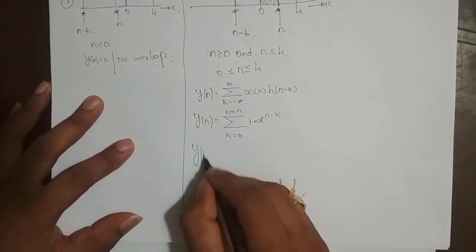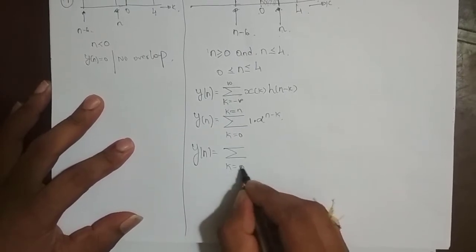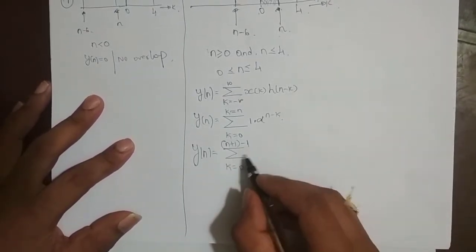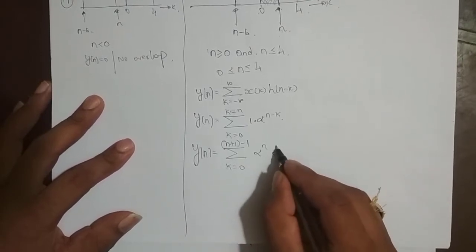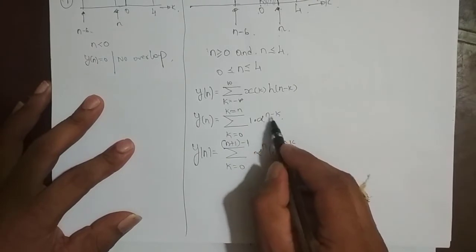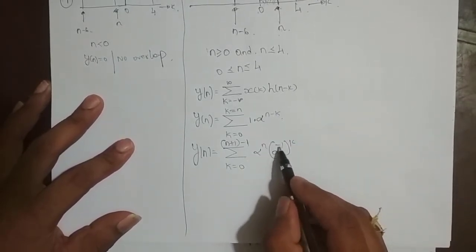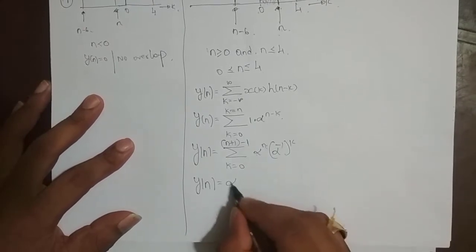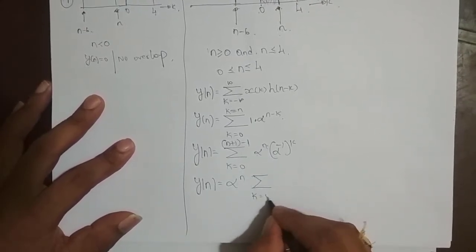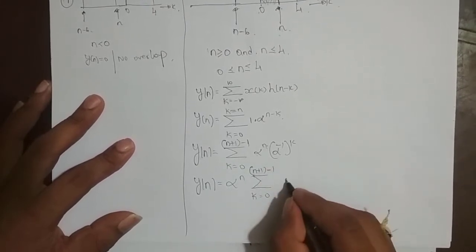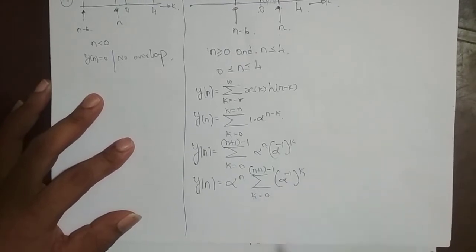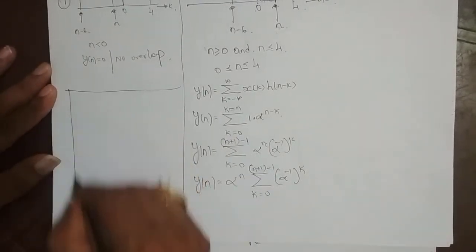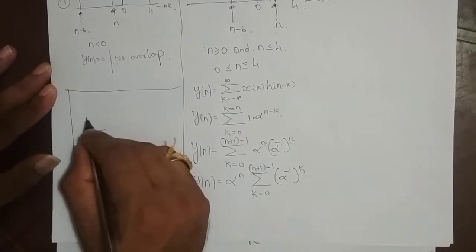So y of n is equal to summation k varying from 0 to, I'll write it as n plus 1 minus 1. Plus 1 minus 1 cancels out, I end up with n, and alpha power n, alpha power minus k. I split it up into alpha power n and alpha power minus k, and alpha power minus k I wrote as alpha power minus 1 whole power k. So y of n is equal to, since alpha power n is independent of k, it has nothing to do with k, I'll take it out, and the left out term is summation k varying from 0 to n plus 1 minus 1 of alpha power minus 1 whole power k. Okay, so this is in the standard form of summation n varying from 0 to capital N minus 1 alpha power n, right?